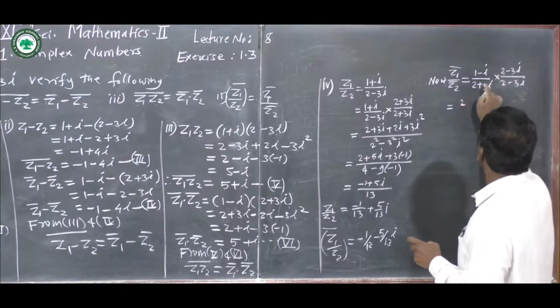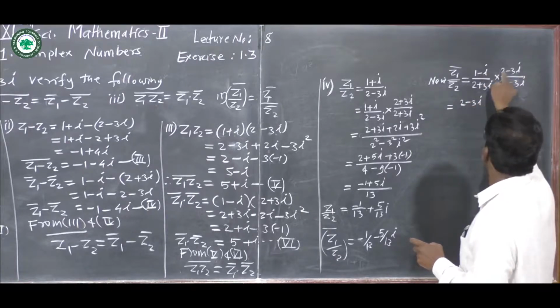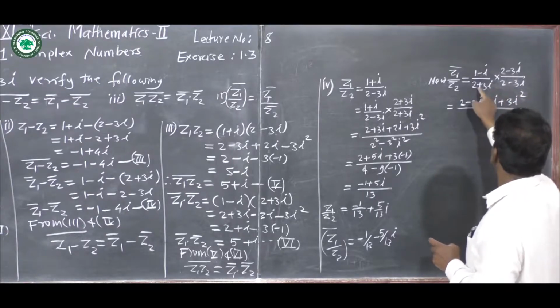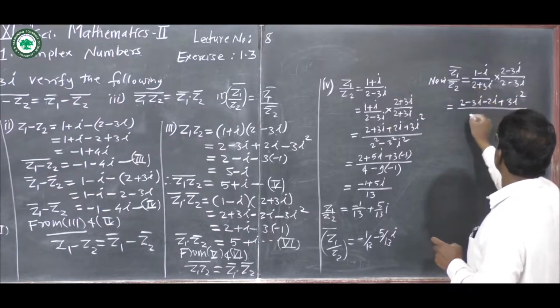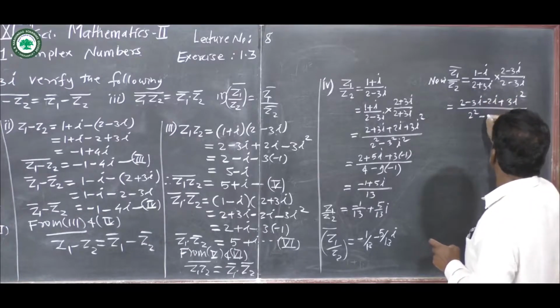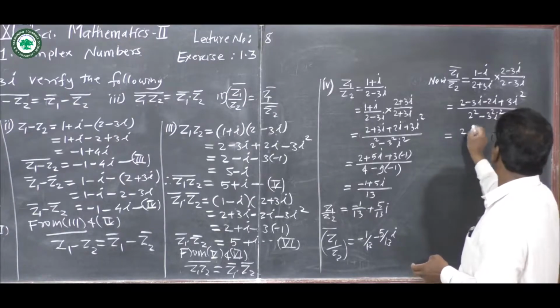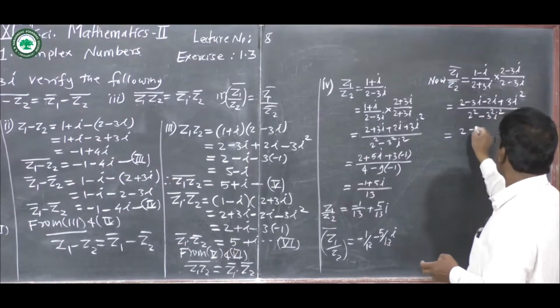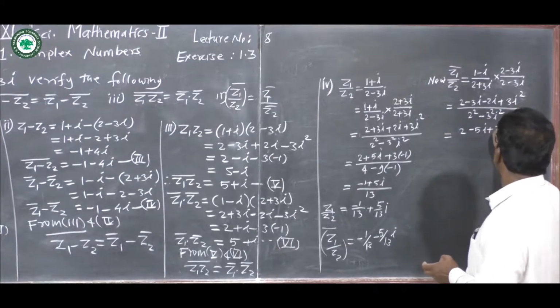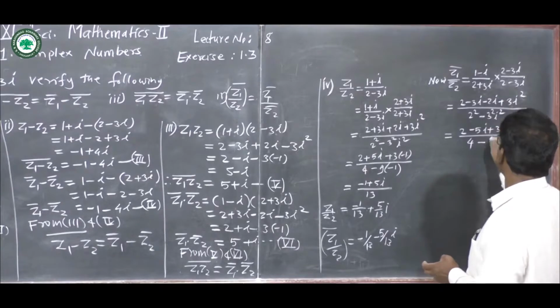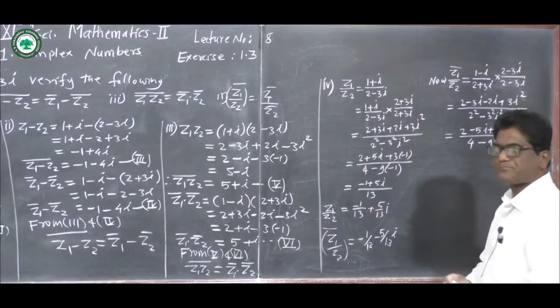Now take the product. 1 into 2, 2. 1 into minus 3i, minus 3i. Minus i into 2, that is minus 2i. Here plus 3i square, divided by the denominator. Here a plus b, a minus b, so a square means 2 square minus b square, b is 3i, 3 square into i square. So it is equal to 2, minus 3i minus 2i is minus 5i, and plus 3, i square is minus 1, divided by 2 square is 4 minus 3 square is 9, i square is minus 1.